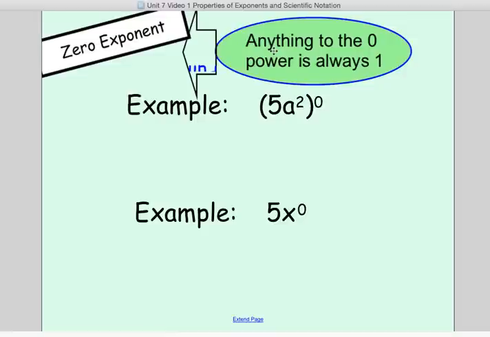Excuse me. So make sure we do that. So they have this first example, it's all of this being raised to the 0 power. So since it's all being raised to the 0 power, it's going to equal 1. Here though, this is really 5 times x to the 0. So only this piece is being raised to 0. So it's 5 times 1, which is 5. So there it is simplified. But remember, anything to the 0 power is 1.